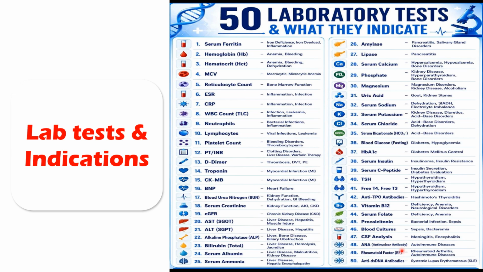Then ANA, anti-nuclear antibody, in autoimmune diseases. Then rheumatoid factor is indicated in rheumatoid arthritis, then autoimmune diseases. Then anti-dsDNA antibodies are indicated in systemic lupus erythematosus.